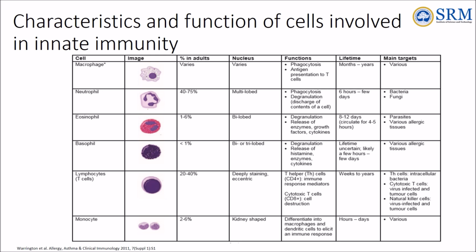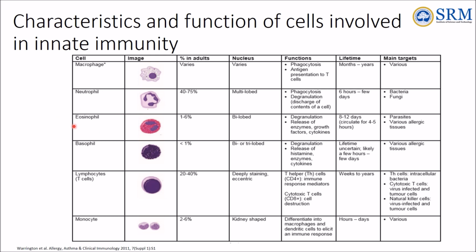Macrophages and neutrophils are phagocytic cells. The difference between them is that macrophages have a very long lifetime. They can survive for several months to up to several years. Whereas neutrophils are also phagocytic cells, but they have a very short lifespan of 6 hours to a few days.